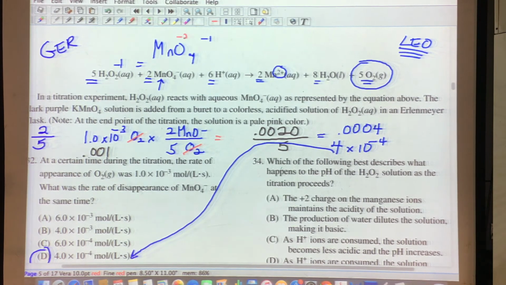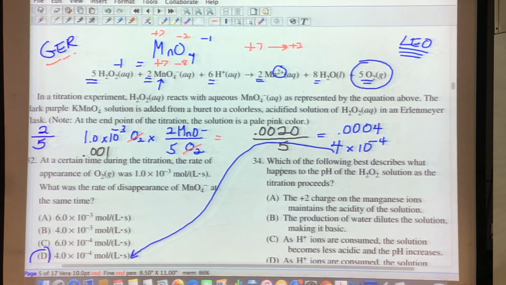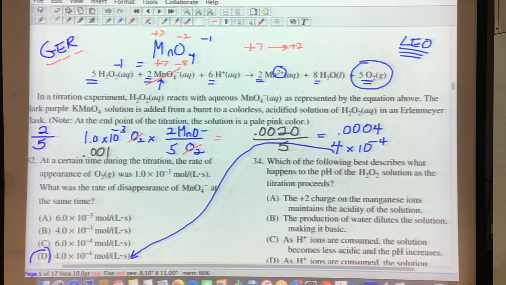So -2 individually times 4 is -8. This has to be +7 for the manganese. +7 going to +2, hey, that is going down. That must mean you're gaining negatives. That's reduction. So that means that permanganate is out.